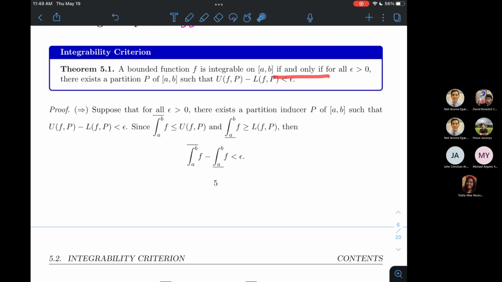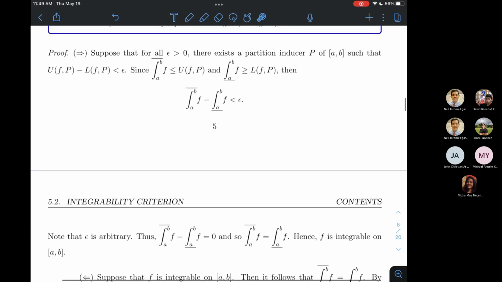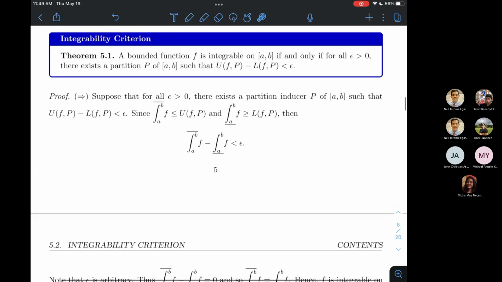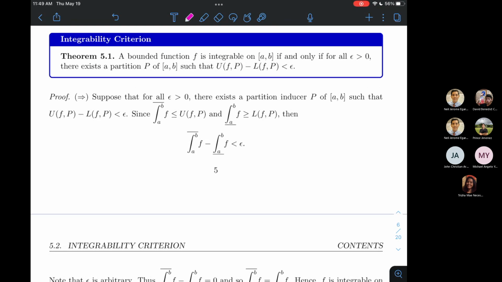It's a biconditional statement. So dalawang parte yung proof. Una, let's do the forward implication. Una, i-assume, actually, ito pala yung baliktad. Dapat ito ay backward implication muna. Alright. So, unahin natin yung pabaliktad. So, isusuppose ko na I can always find a partition inducer such that the upper and the lower Riemann sum are arbitrarily close to each other. Okay? Ang gusto kong ipakita ngayon, si f ay integrable.